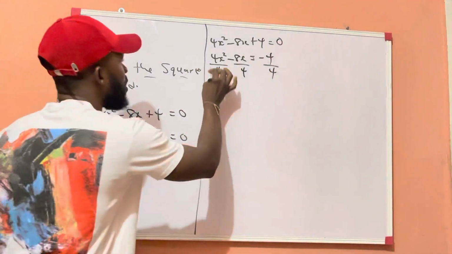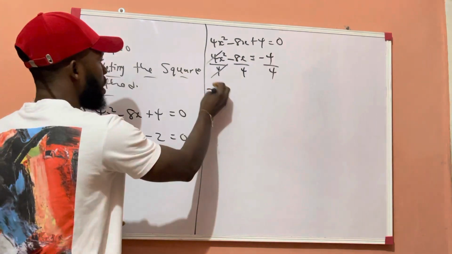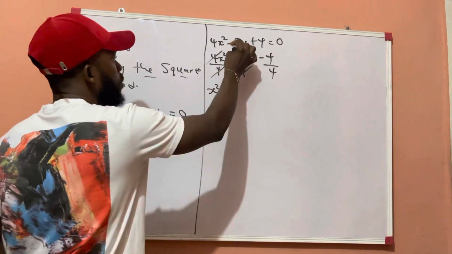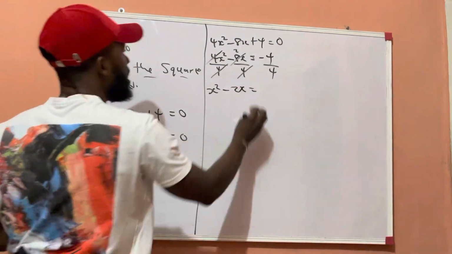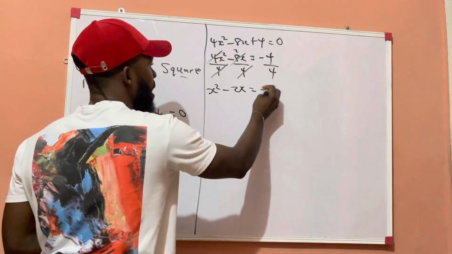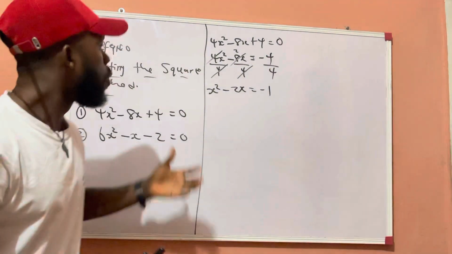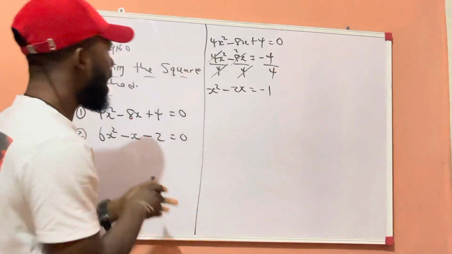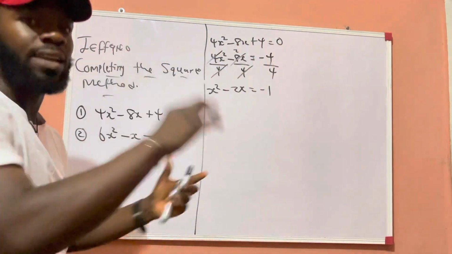Now, you notice that 4 will cancel out 4. So what do we have left here? X squared. Now, minus, class, where 4 cancels out 8, we are going to get 2. So it means what do we have? Minus 2x equal to minus 4 divided by 4 will give us minus 1. Now, what is the next thing you do? Once you have gotten to this stage where your x squared carries 1 and then your constant is at the right hand side, what do you do?